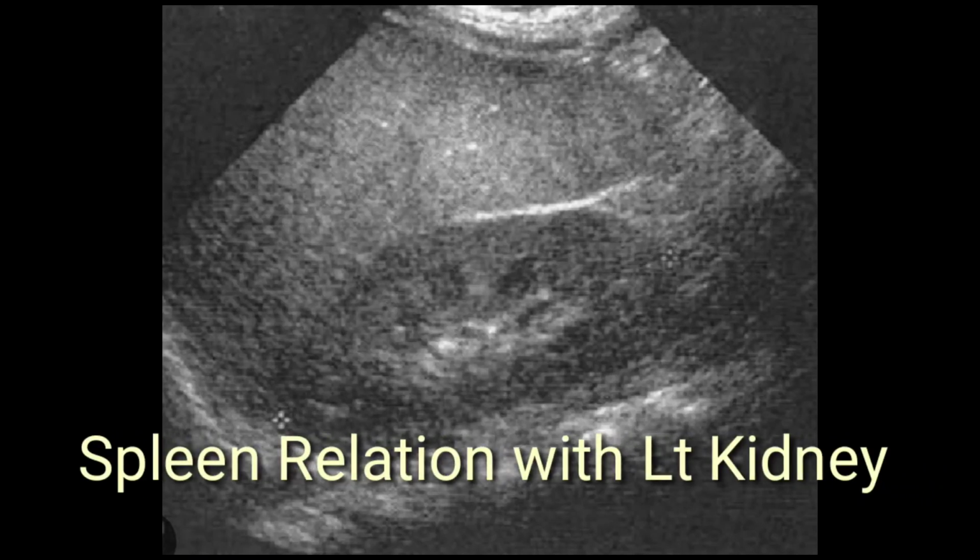The common relation of the spleen with the left kidney can be easily appreciated while scanning. In this image, along the medial border of the spleen, the left kidney is visible. The spleen's upper, mid and lower pole is clearly visible, while the left kidney with its cortex and medullary region can also be seen clearly. So this is the one relation which you can easily appreciate while scanning. Put the patient in decubitus position and ask the patient to take a deep breath, so you can easily see the spleen's relation with the left kidney while you are scanning the patient.